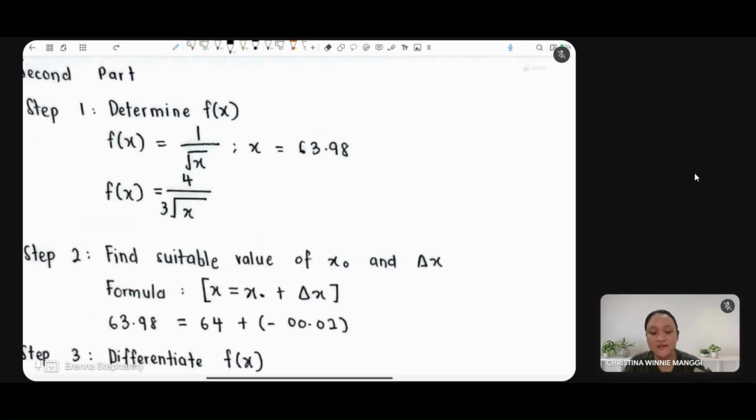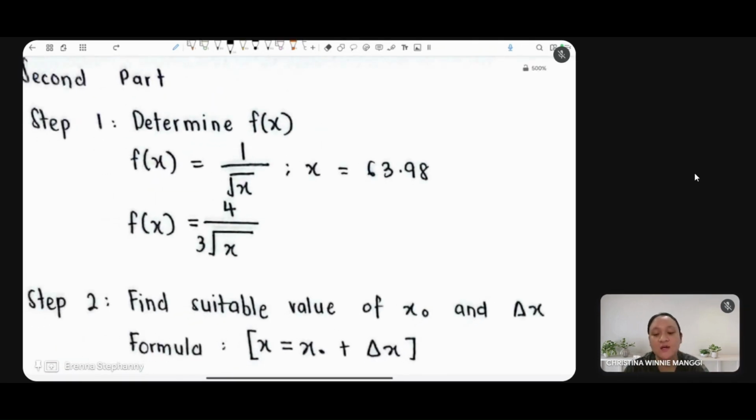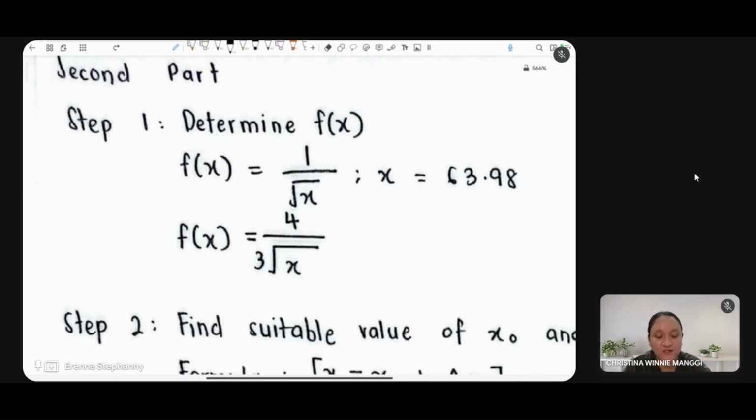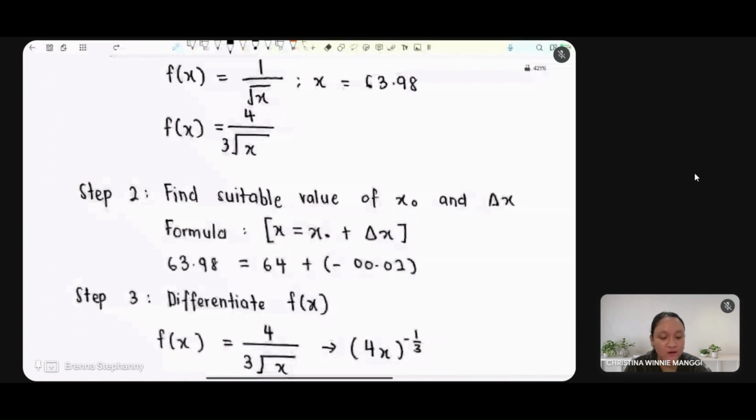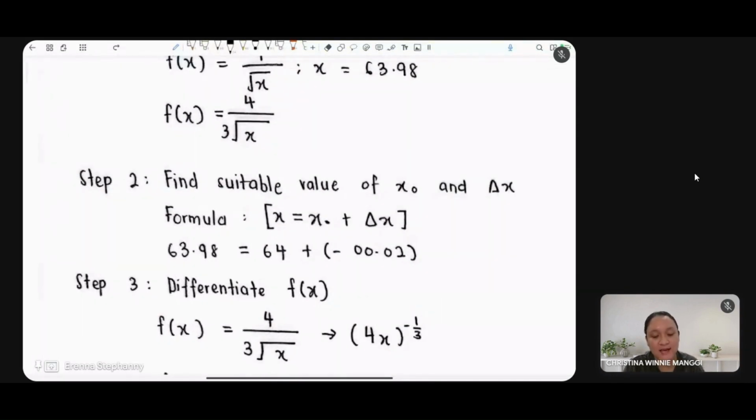For that, the first step is we need to determine the f(x). We know that f(x) is equal to 1 over the cube root of x. So we assume that x is 63.98. So the f(x) is 4 over the cube root of x. The second step is we need to find the suitable value of x and delta x. The given formula is x equal to x plus delta x. We know that x is equal to 63.98 and the x is 64.